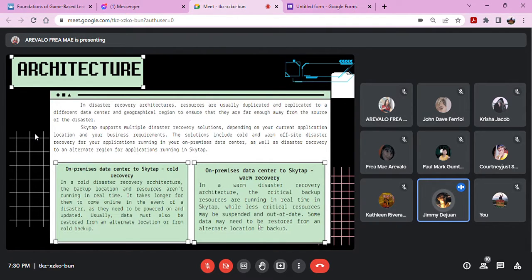On-premises data center to SkyTap cold recovery. In a cold disaster recovery architecture, the backup location and resources aren't running in real time. It takes longer for them to come online in the event of a disaster, as they need to be powered on and updated. Usually, data must also be restored from an alternate location or from cold backup. On-premises data center to SkyTap warm recovery. In a warm disaster recovery architecture, the critical backup resources are running in real time in SkyTap, while less critical resources may be suspended and out of date. Some data may need to be restored from an alternate location or backup.